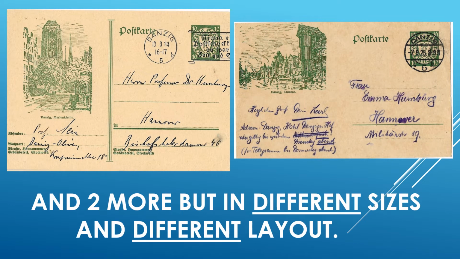Here we have two more Danzig postal stationeries. As is obvious, they are, number one, of different size, and secondly, they do differ in the configuration of the layout of the address to and from. So this is very important when you check it for catalog value.